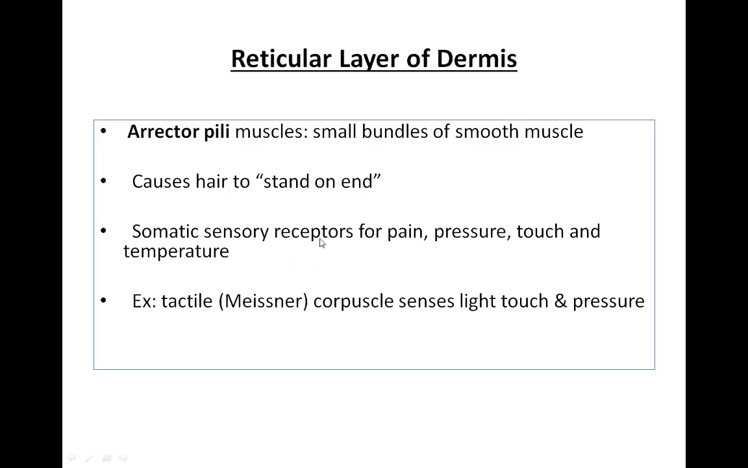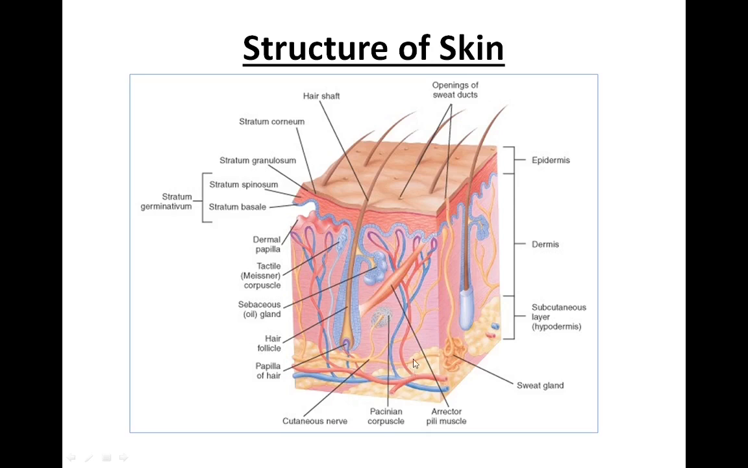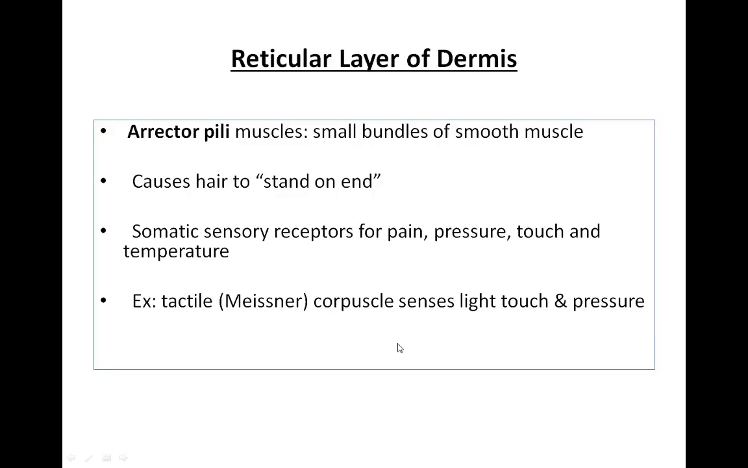Then somatic sensory receptors for pain, pressure, touch and temperature are all present in this layer. These are nerve fibers. These are your Pacinian corpuscles for pressure. Already you have covered this in your physiology part. Then other nerve fibers are also here. Whatever the tactile sensation, that is your Meissner's corpuscles. All these things are present in the reticular layer of the dermis.